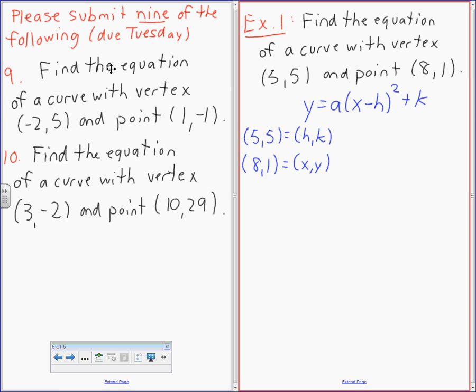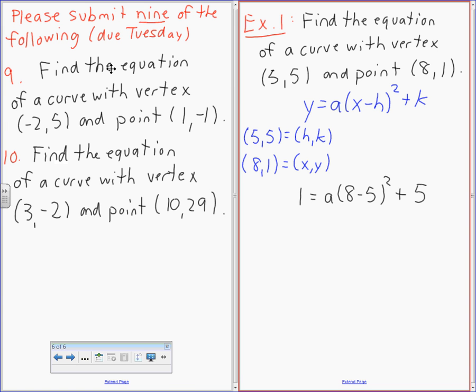Can you be tremendously brave, please, and sub this in? 1 equals a(8 minus 5) squared. Wonderful. Can you please share with the class why you do that as 8 minus 5 instead of 8 plus 5? Good. The equation is x minus h, so it's going to be the opposite of this. For this square, you first subtract 5 from 8 and then square it.